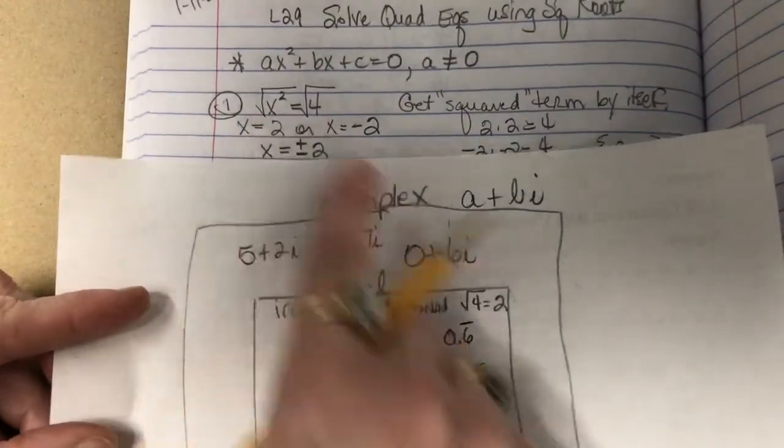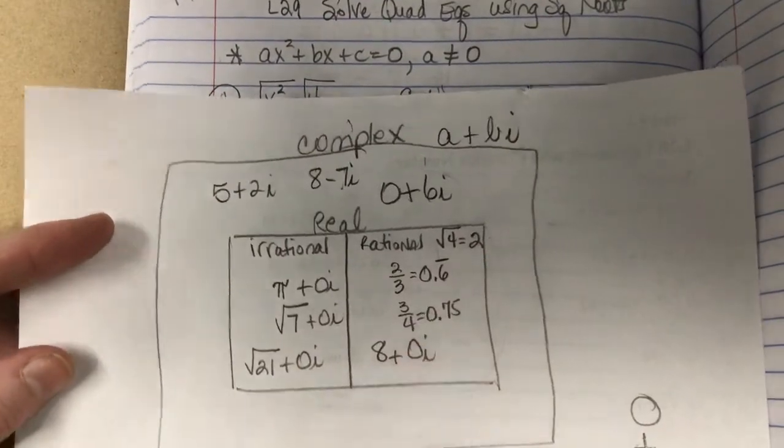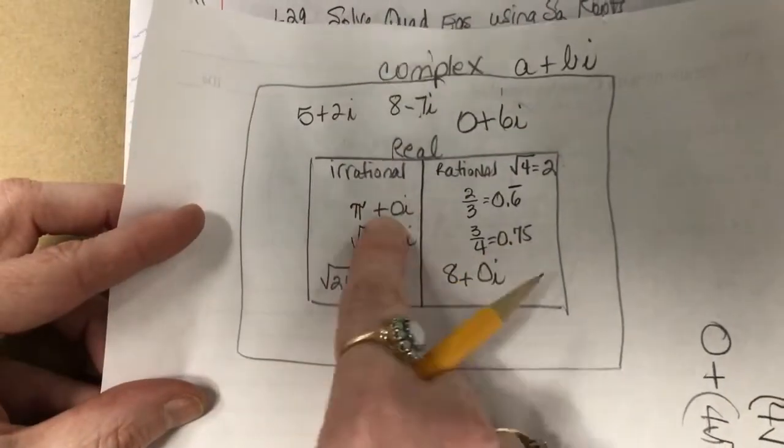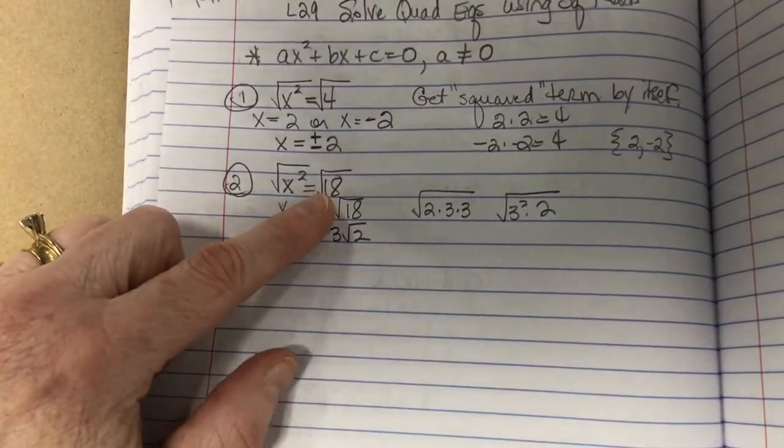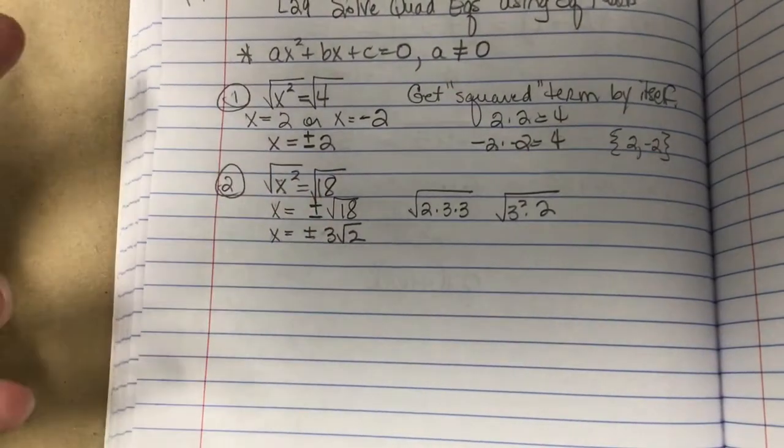Remember when we talked about answers, the first one here had 2 rational answers. The second one has 2 irrational answers, but they're still in the real number set. This one would not have factored over the rational numbers because the answers are not rational.